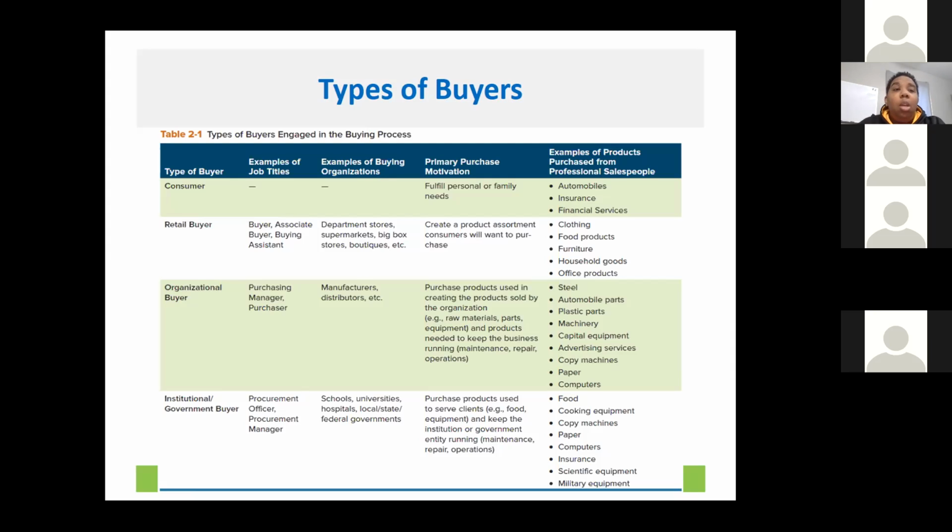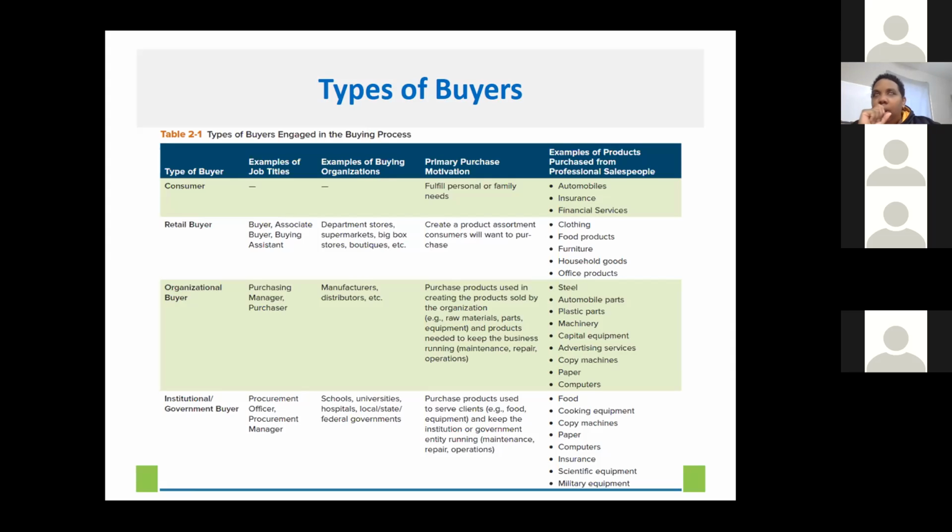Yep. So if you go into Walmart, they don't have a lot of Gatorade, right? So a retail buyer is the person at the headquarters of Walmart trying to make sure that they have that inventory for consumers to come in and buy. Okay, so when we think about the job titles, buyer, associate buyer, buyer assistant, furniture stores have buyers to make sure that they have everything they need.